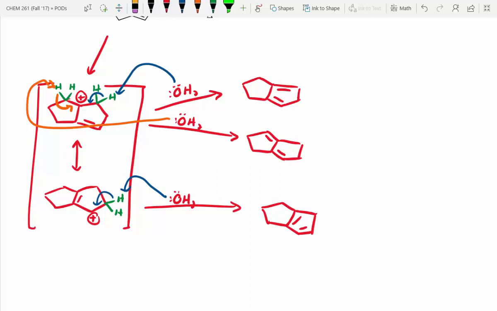Yep. So in this case, there's 3 different products. It'd be really tough to determine which one's major or minor, but this is a good example of seeing resonance in action. Does anybody know what we'd call this type of system when you have 2 alkenes?